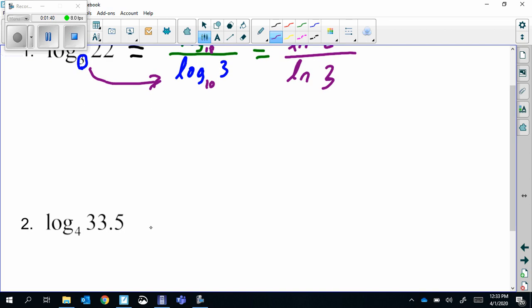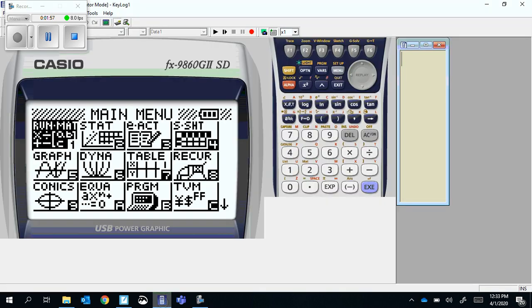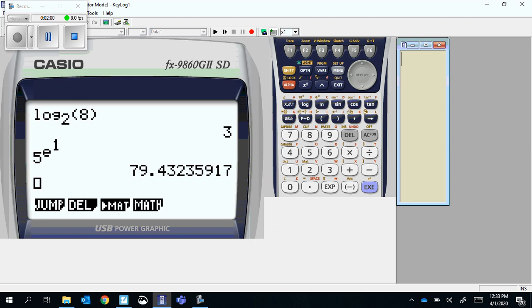And this one, same thing. The 33.5 will go up top, so we could do log or natural log 33.5. And then the 4 would go to the denominator. We just have to keep it with the same log, whatever we chose, so natural log this time. So let's take a look at that just to see how you can type those into your calculator different ways.